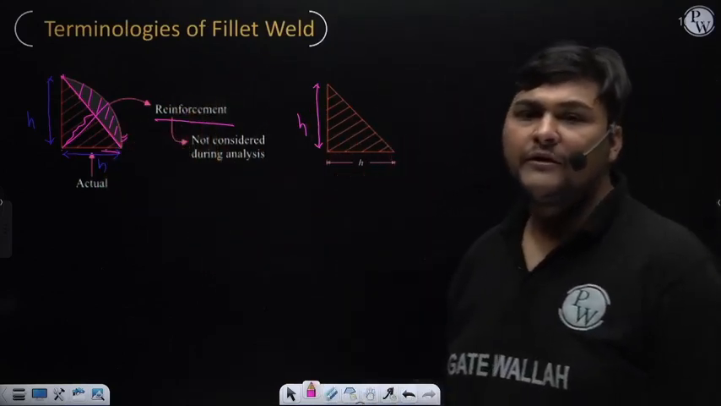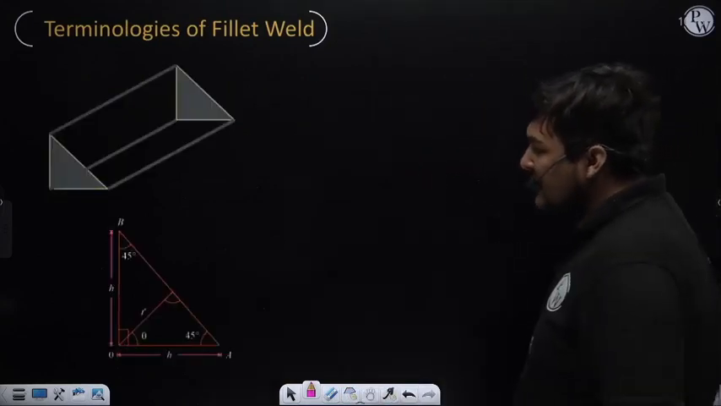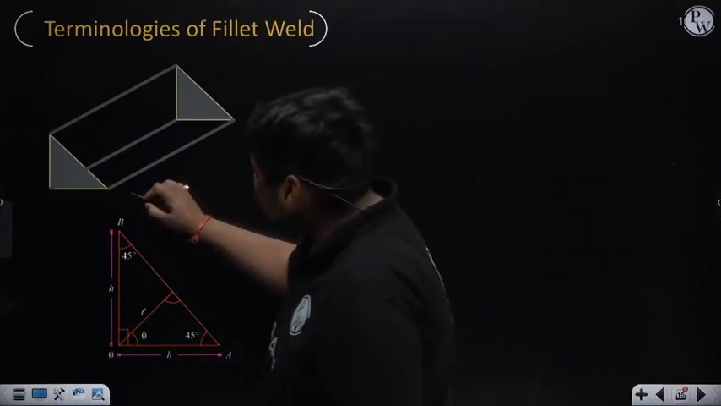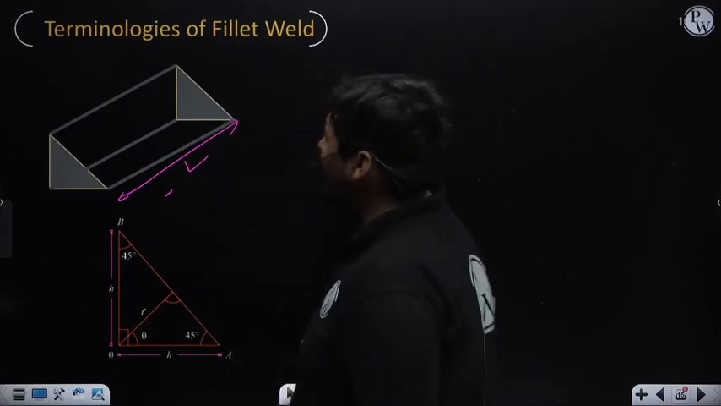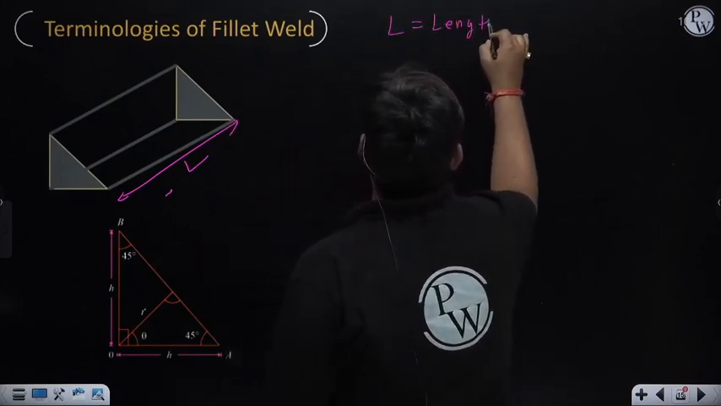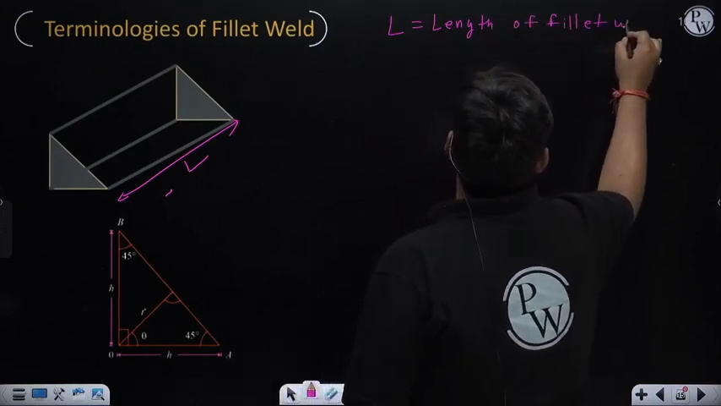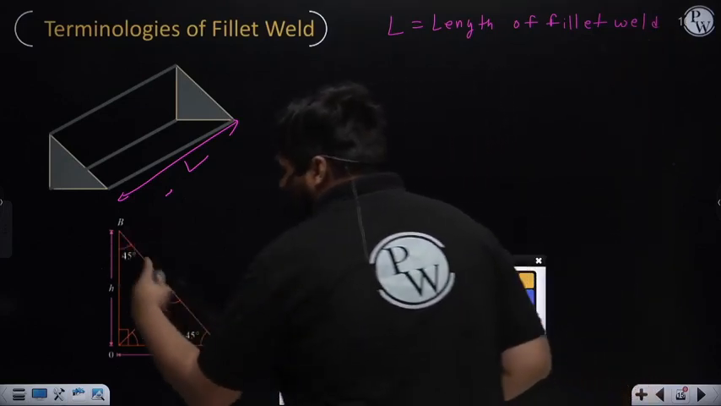This was important. Now I will explain various terminology of fillet weld. For that, I am drawing one diagram of fillet weld. Along this side direction, only one terminology will come, which is L. L is nothing but the length of fillet weld. Very simple. Now understand one by one. Now this diagram is important.